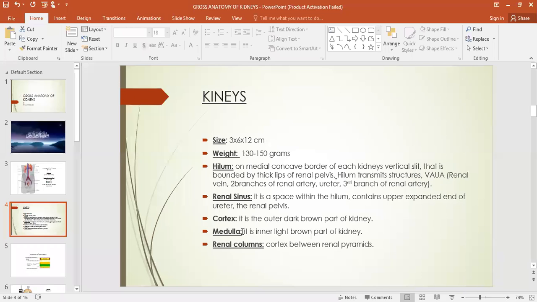What is renal sinus? Renal sinus is a space within the hilum. It contains the upper expanded end of the ureter, the kidney.